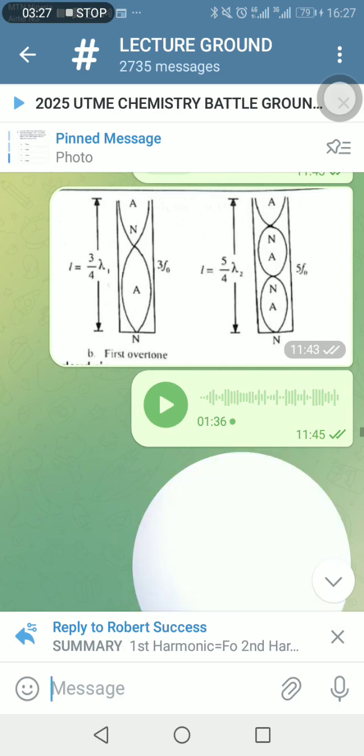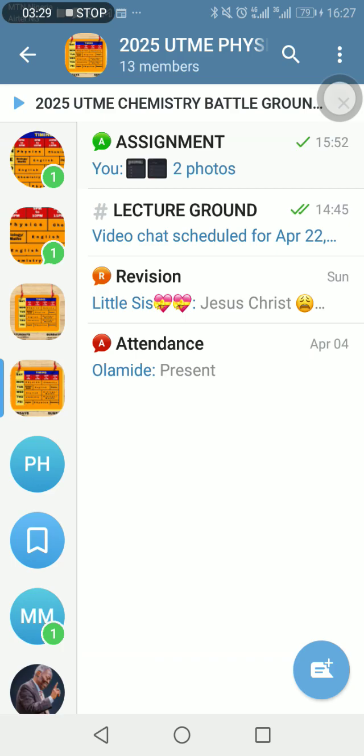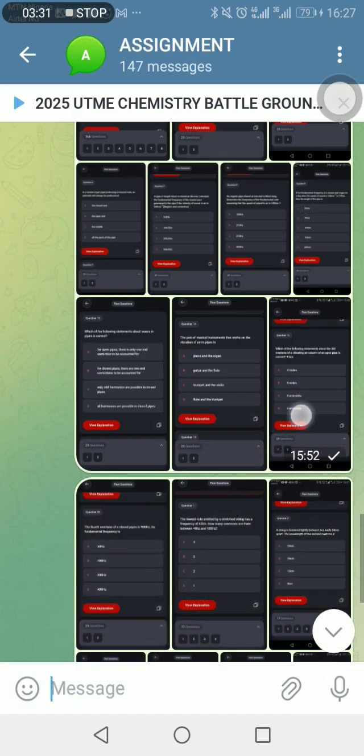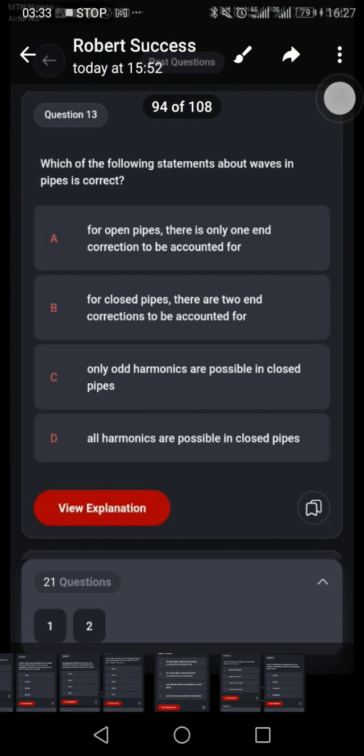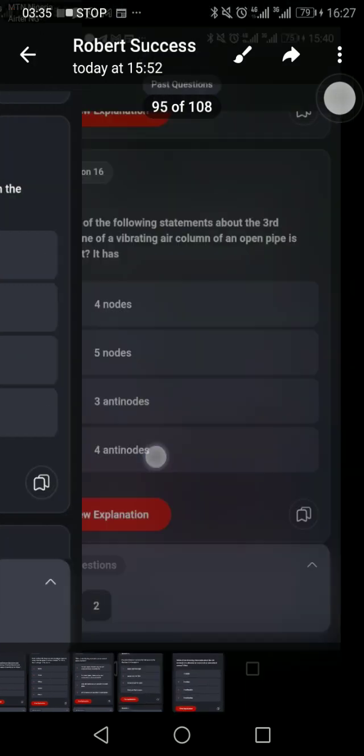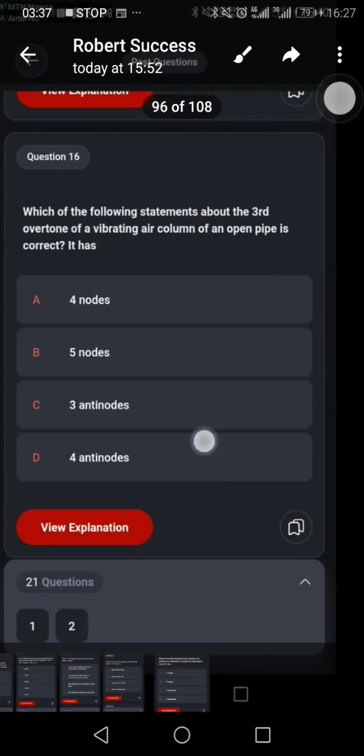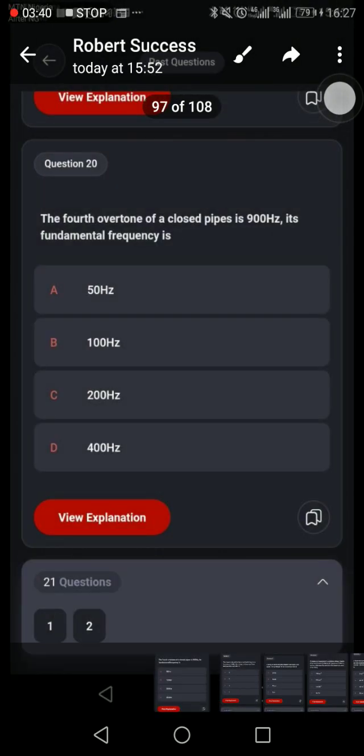Alright, so let's go to our assignments. That was this question, right? Right, this is what we just saw. Next, the fourth overtone of a closed pipe is 900 hertz. For the closed pipe, what is its fundamental frequency?